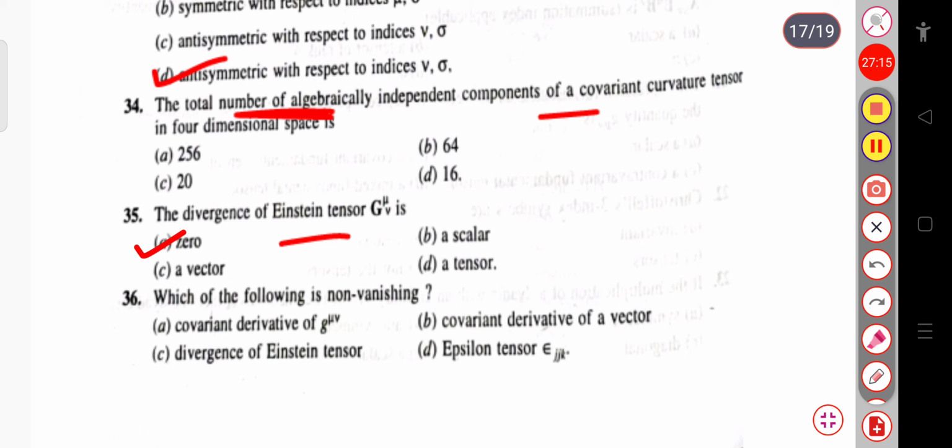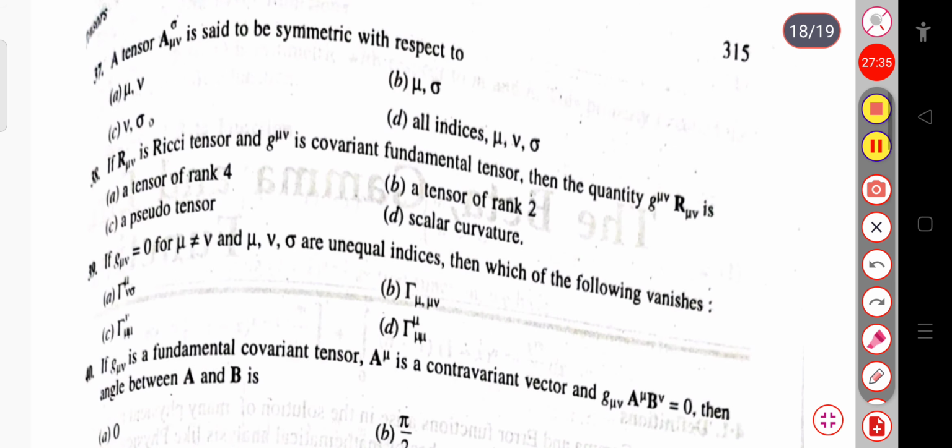The next is, which of the following is non-vanishing? Covariant derivative of G mu nu, covariant derivative of a vector, divergence of Einstein tensor, or epsilon tensor. So here the covariant derivative of a vector is non-vanishing. The next is, a tensor A sigma mu nu is said to be symmetric with respect to what? This is symmetric with respect to mu nu. If R mu nu is the Ricci tensor and G mu nu is a covariant fundamental tensor, then the quantity G mu nu R mu nu is called the scalar curvature.